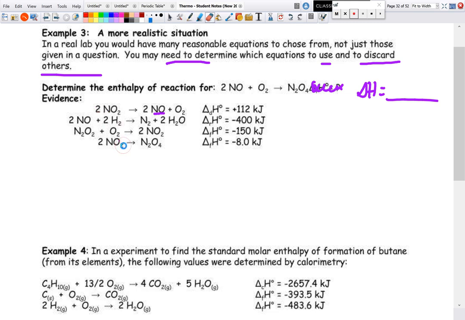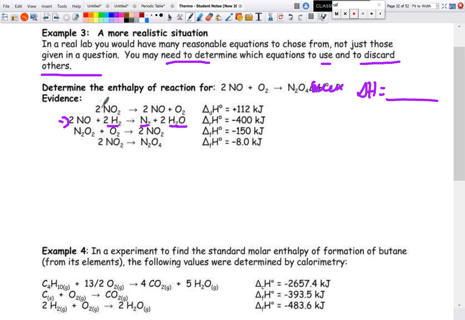I'm just thinking ahead. Now, if I use equation 2, right? And I use this for nitrogen monoxide. Notice how we have hydrogen, nitrogen, and water also in this equation.